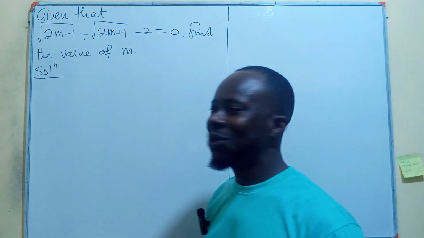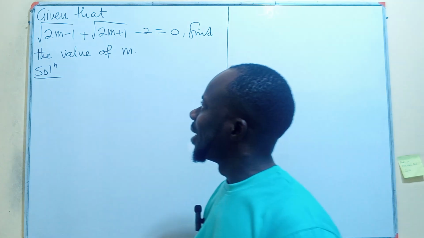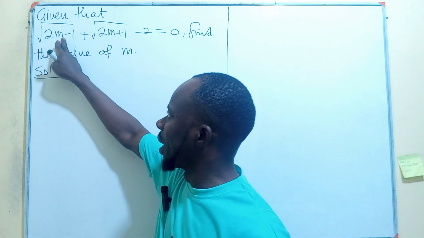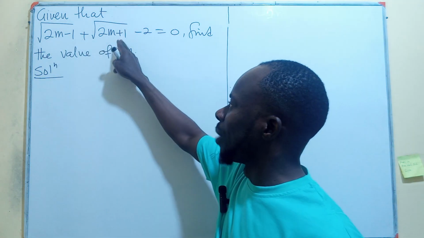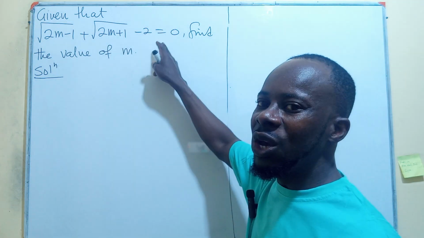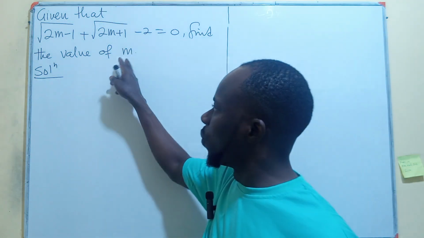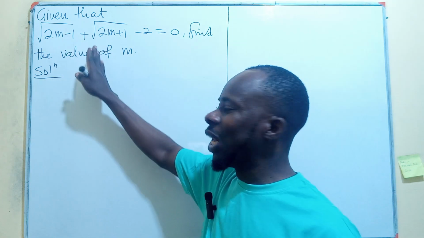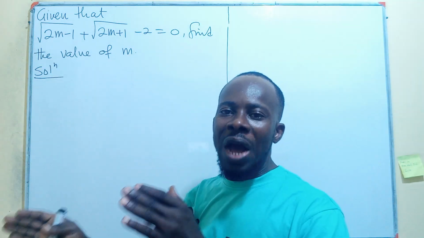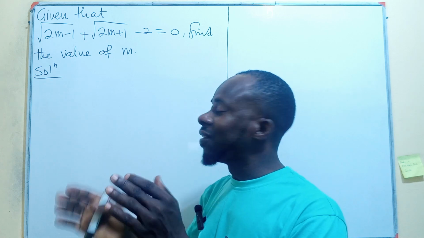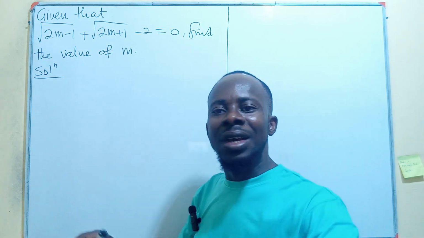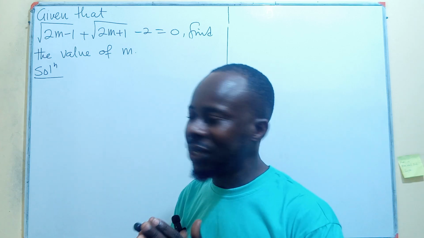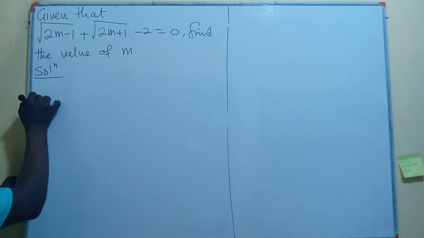Let's provide an answer to this question I had in my inbox. Given that the root of 2m minus 1 plus the root of 2m plus 1 minus 2 is equal to 0, we have to find the value of m. This is a radical equation, and anytime you are dealing with a radical equation, you make sure you have the equal sign separating the two radical signs, meaning the radical signs will be distributed on both sides of the equal sign for easy calculation. So let's start with that.